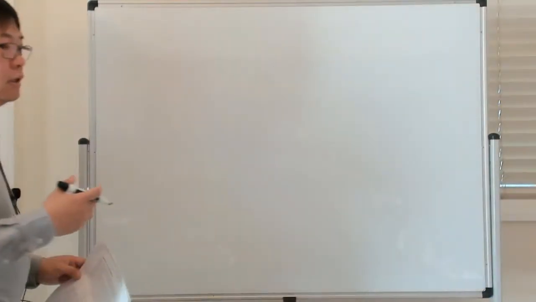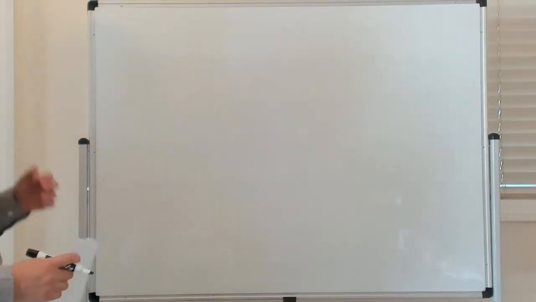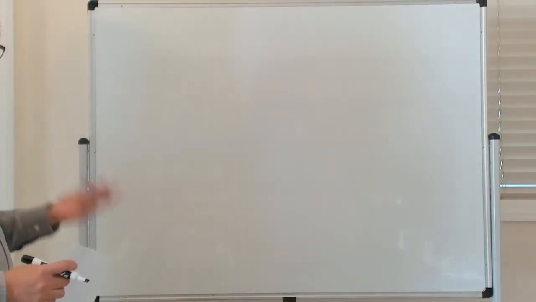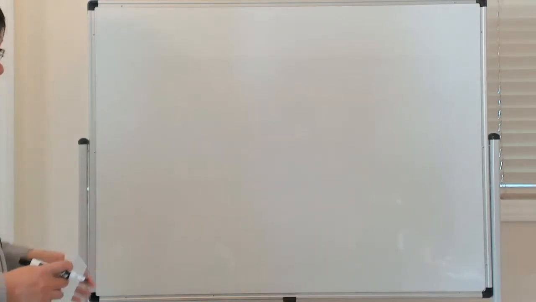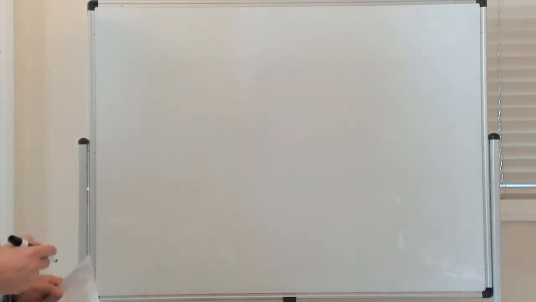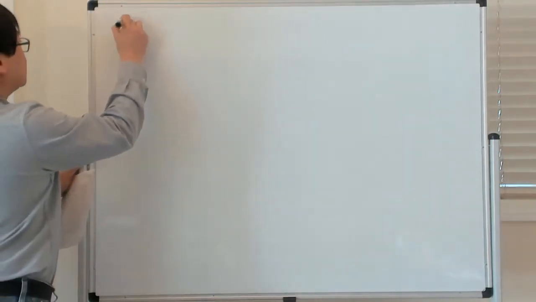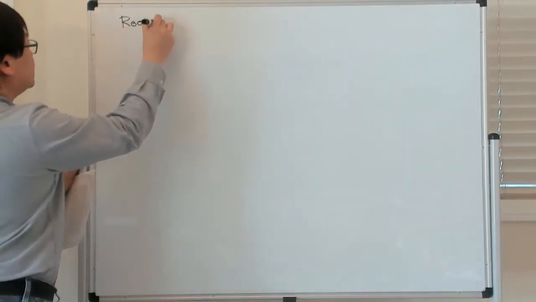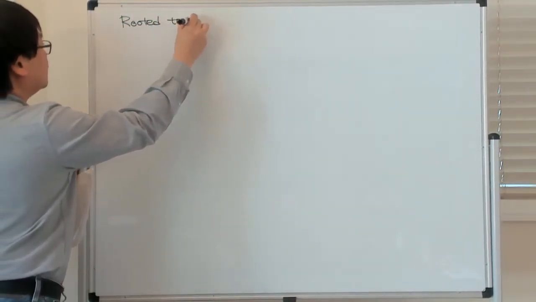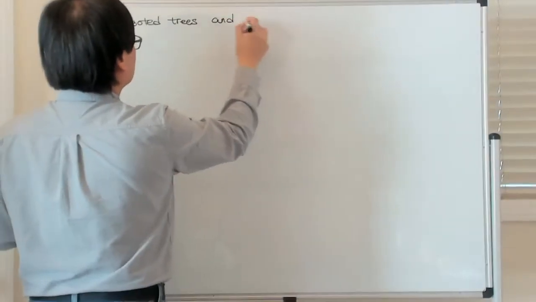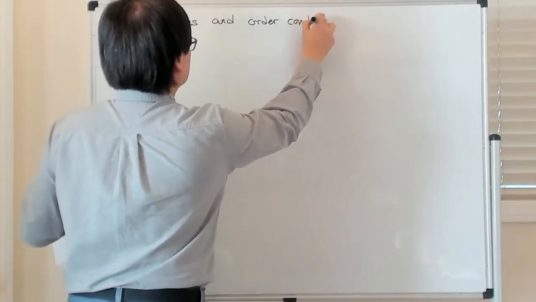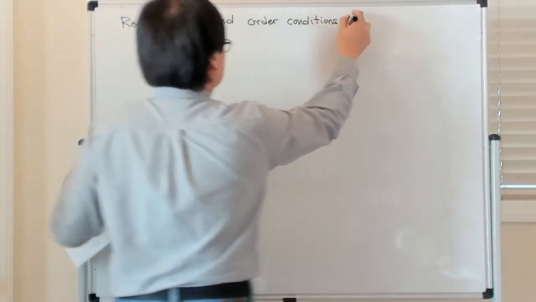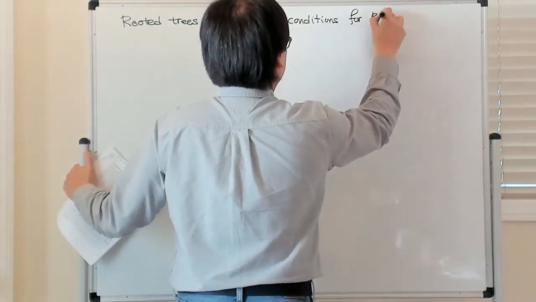Okay, so now I'm going to talk about this beautiful theory of describing, if you will, the order conditions for Runge-Kutta methods in terms of combinatorial constructs using what are called rooted trees. Okay, so these are rooted trees and order conditions for RK methods.